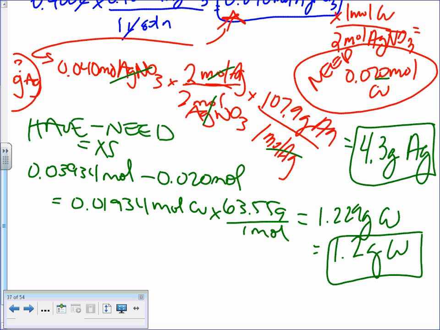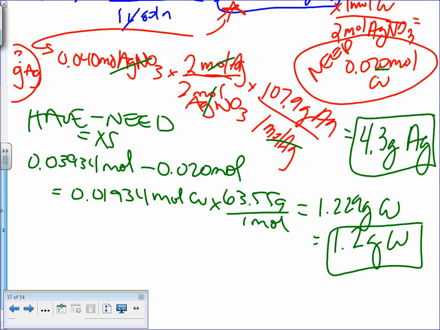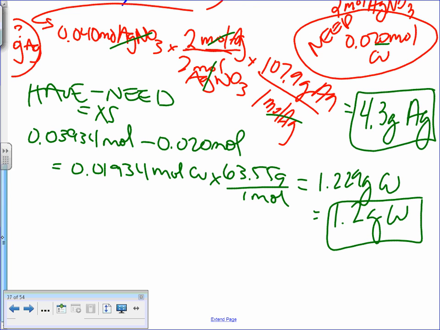Okay. So we've done the LR. We use the LR moles to find the precipitate of silver. Then we use the have and need of the excess reagent to compare them to figure out how much was actually left over, which is a good amount of copper. Copper is expensive. That's wasted copper. Horrible idea.